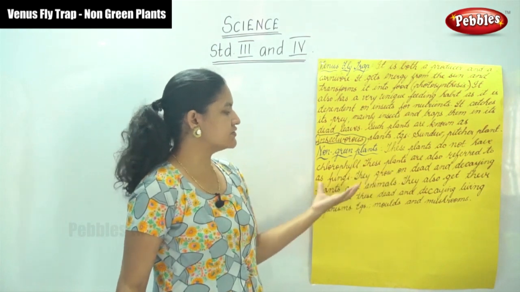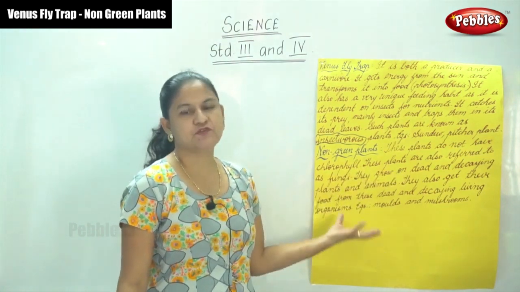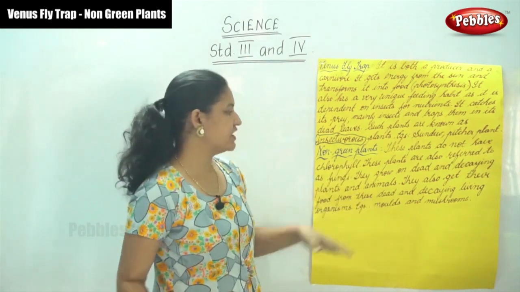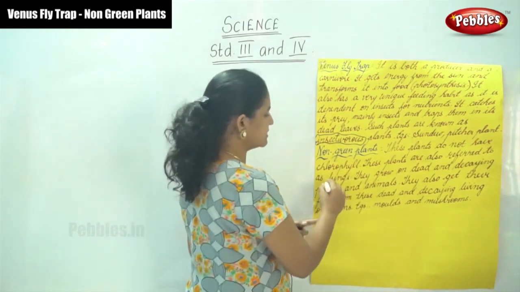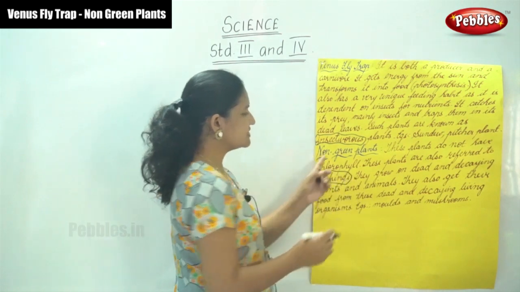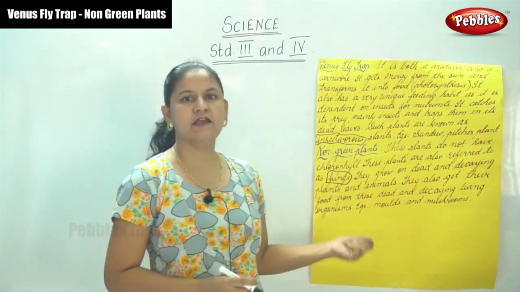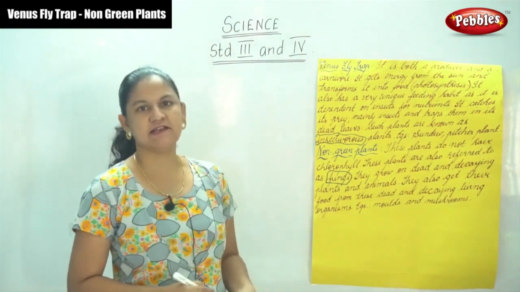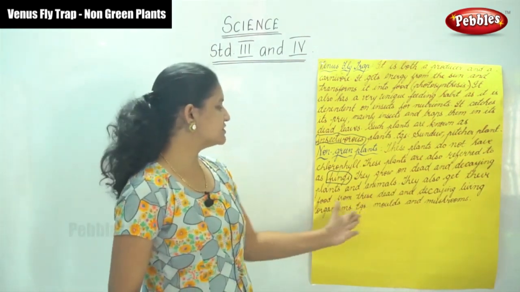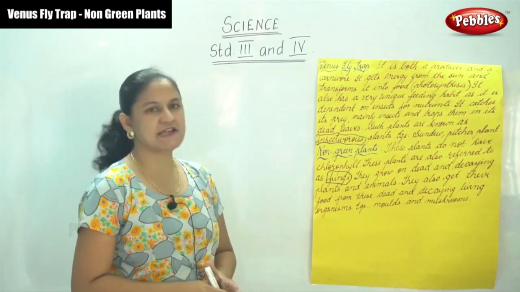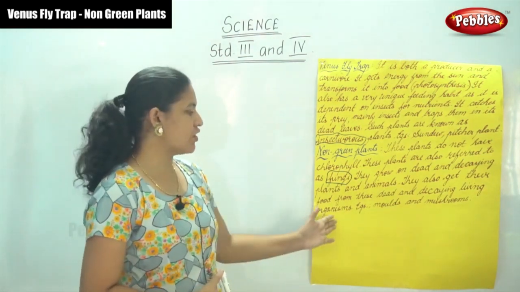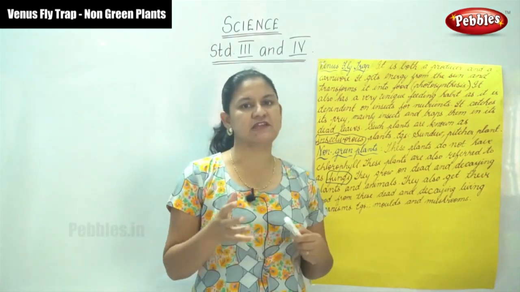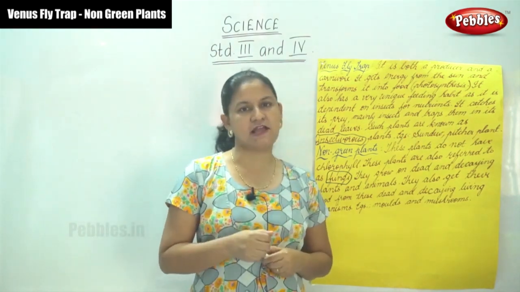These plants are also referred to as fungi. They grow on dead and decaying plants and animals. They also get their food from these dead and decaying living organisms. So these fungi get their food from the dead and decaying plants and animals.